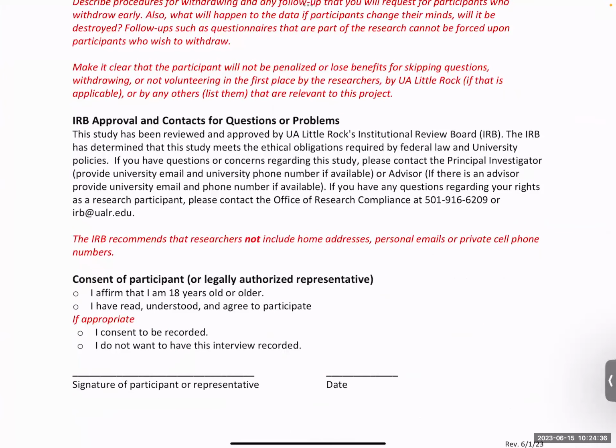The next section indicates IRB approval and contacts for questions or problems. There is a standard statement indicating IRB approval that should appear on the consent form, along with contact information for the Office of Research Compliance, either by phone or at irb@ualr.edu.